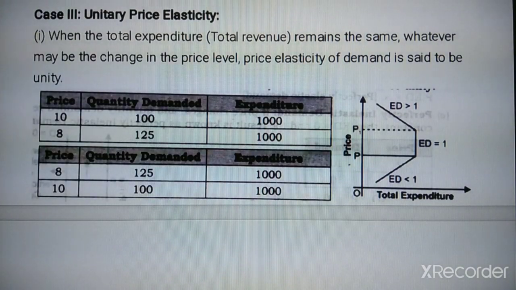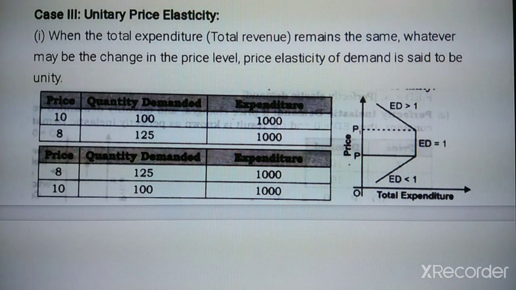Now, another type is called unitary price elasticity. Here, with a change in the price, there is no change in the expenditure. Like the price has gone down from rupees 10 to rupees 8, the expenditure remains the same, 1000. Or if the price has increased from rupees 8 to 10, again the expenditure remains the same, that is 1000. So when there is no change in the expenditure due to change in its price, then we call it unitary price elasticity.